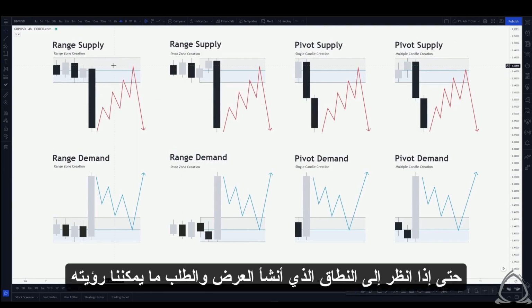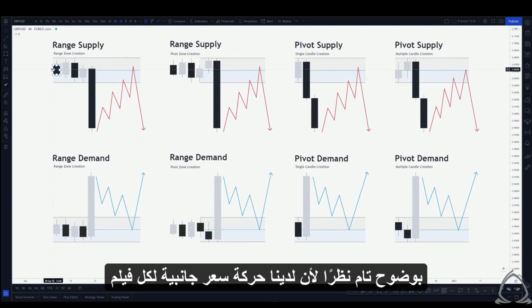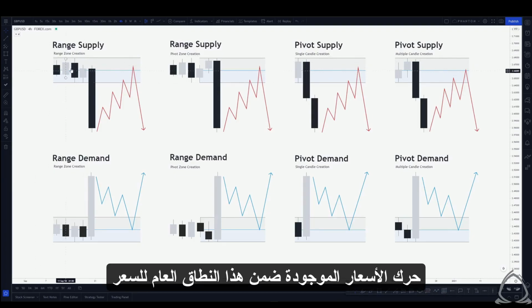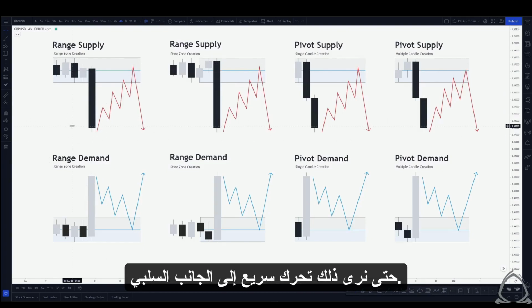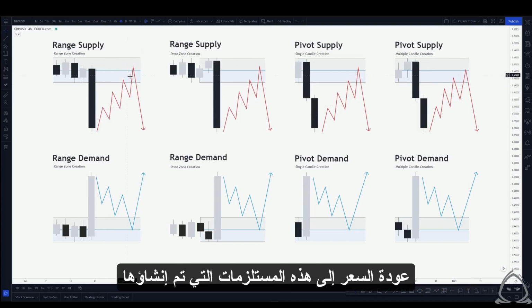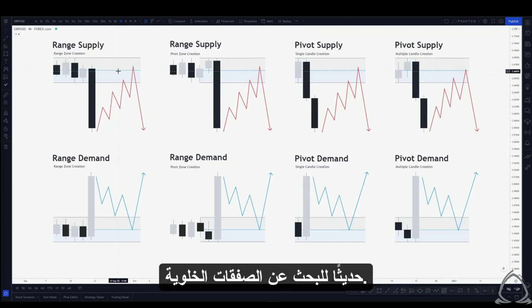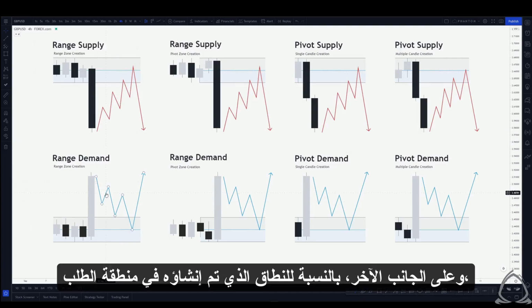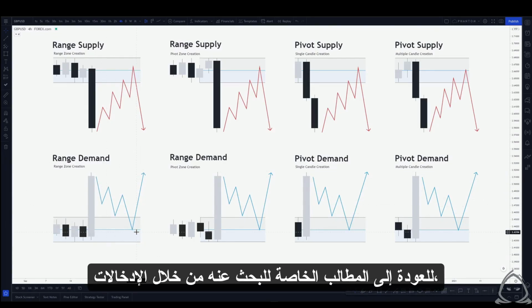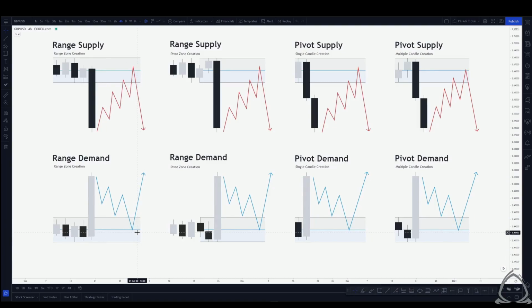So if we look at range created supply and demand, what we can see quite clearly is we have this sideways price action. For every down move, we get an up move, down move, up move. Price is contained within that overall range until we see a rapid move to the downside. Again, we're not looking to trade the break of that range, but instead we're waiting for price to return to this newly created supply zone to look for sell trades. And on the flip side, for the range created demand zone, we have this sideways price action. We see that rapid expansion away from this range, and we're waiting for price to return back into the demand zone to look for buy entries.